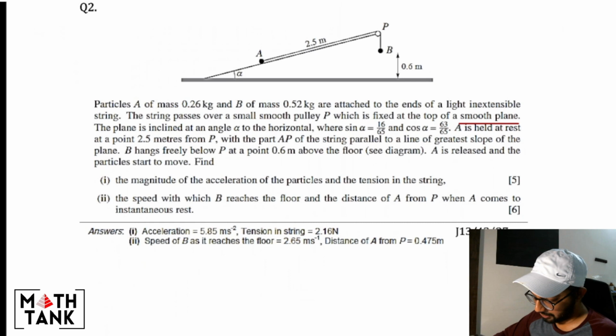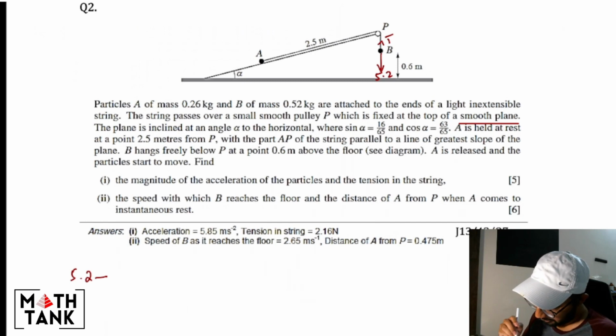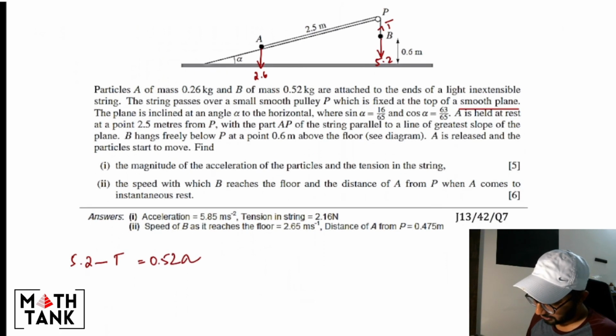So again, starting off with the question, this is 5.2. There's T acting on it, so I'm going to say that 5.2 minus T. Let me see, this has lesser weight, so it's going to be 2.6, so it's definitely going to move towards B. 5.2 minus T equals 0.52a. I'm looking for the acceleration and the tension, so it's just about solving simultaneous equations.